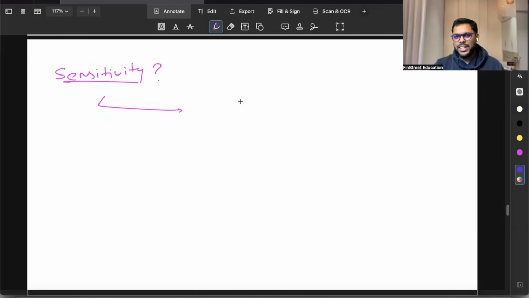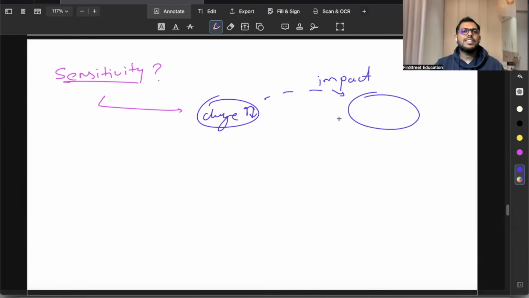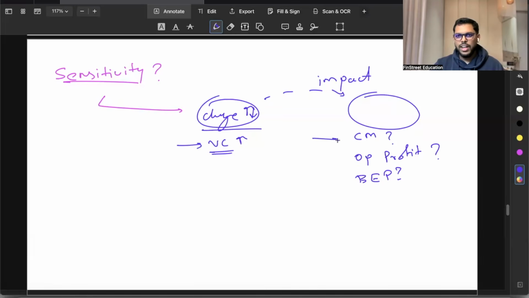Correct, changing one variable at a time, but I mean it's an incomplete answer. When we change one variable, the impact of उसका impact is nothing but your sensitivity analysis. So if I, let's say, increase my VC, what happens to my contribution margin? What happens to my operating profit? What happens to my BEP? All these answers are given by sensitivity analysis. The idea is we will change one factor and we will see impact on multiple factors.